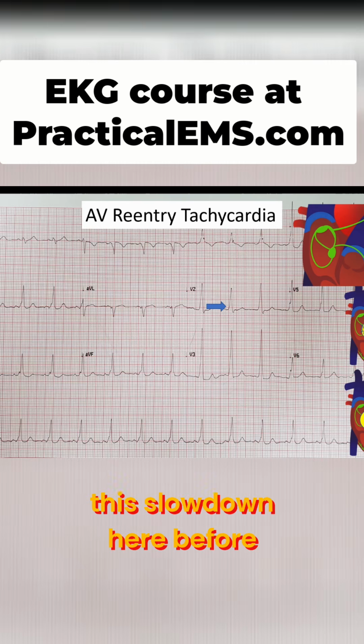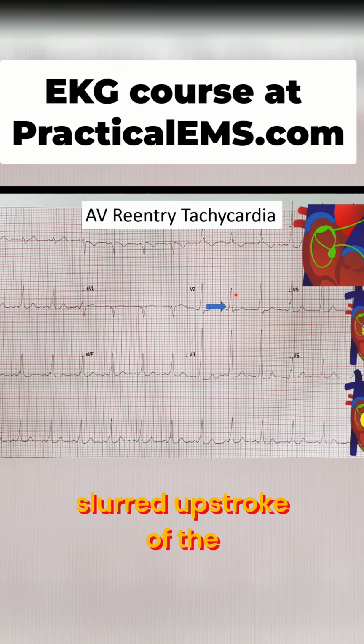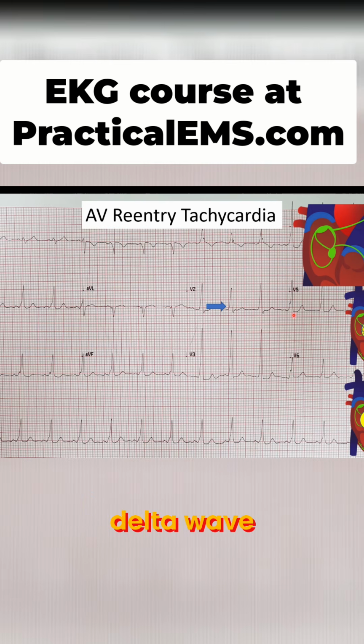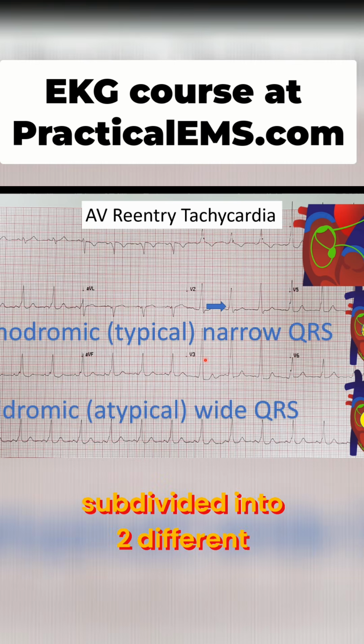Well, this slowdown here before it hits the normal electrical pathway forms this slurred upstroke of the R wave called a delta wave. And this is typically what you'll see in a patient with WPW when they're not in an SVT. Now, AVRT can be further subdivided into two different types.